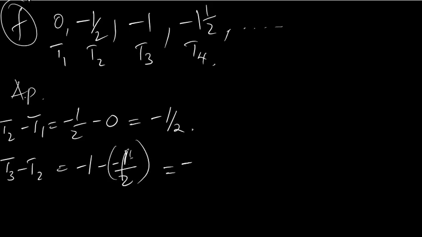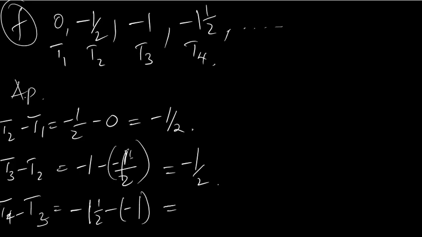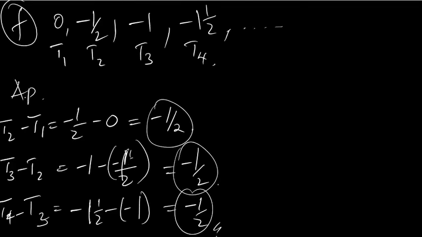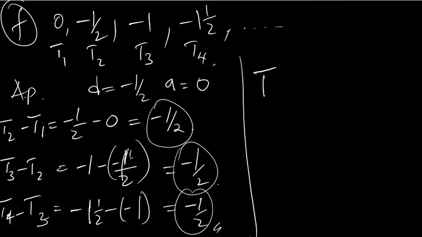So this will give us minus half. Now the fourth term minus the third term will be minus 1 over 2 minus 1, so this will give us half. So that means it has a common difference, which is minus half. So that means d is equal to minus 1 over 2, and the first term a is equal to 0.